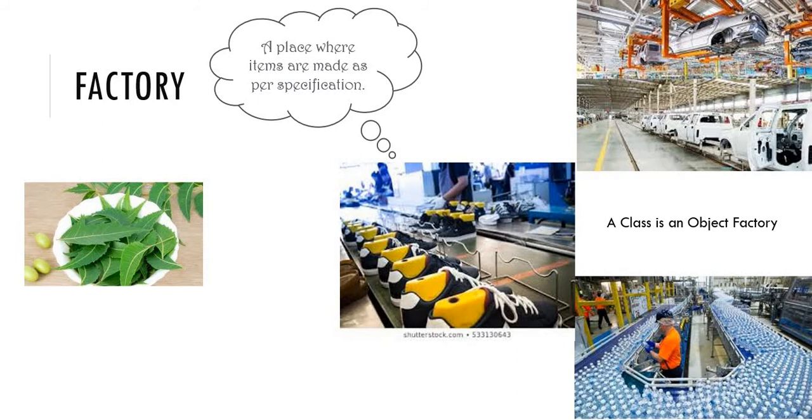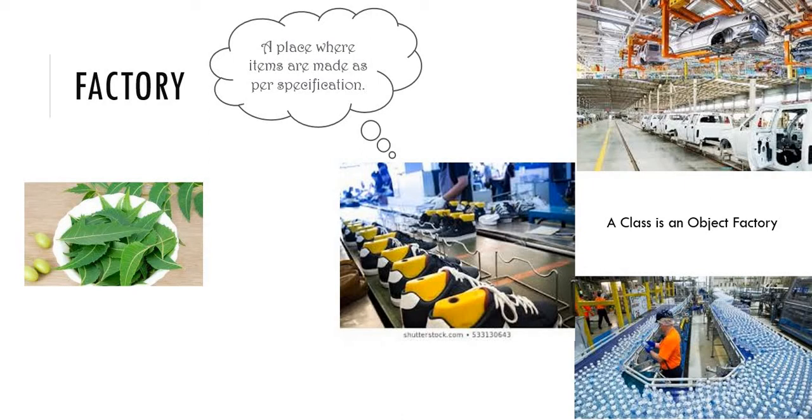What is a factory? A factory is a place where there is one specification, and from that specification, multiple similar objects are created. Now, if I take this real life example of a leaf, what leaf do you think it is? Yes, guess. It's a neem leaf. So all these leaves are made in the same neem tree only. So the neem tree becomes a factory of neem leaves. So all these leaves are objects of the same class.